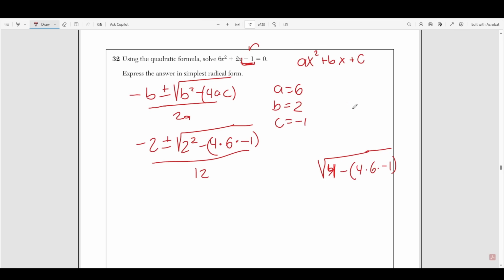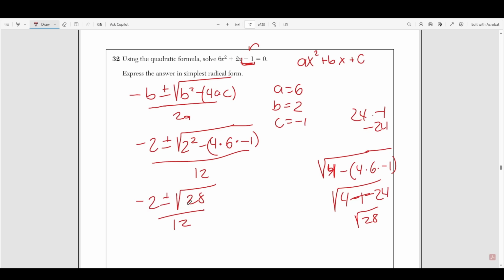So I know that 4 times 6 is 24. That 24 times -1 is -24. And then I'm left with 4 minus -24, which is the square root of 28. Because 4 minus -24 is the same thing as saying 4 plus 24 or 28. So now this is equal to -2 plus minus the square root of 28 divided by 12. And this is where they try and trick you, because a lot of students will just say that this is the answer, but they're actually wrong.